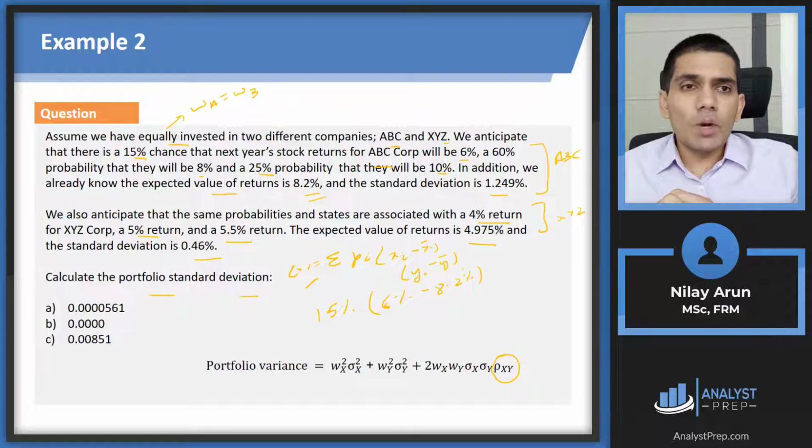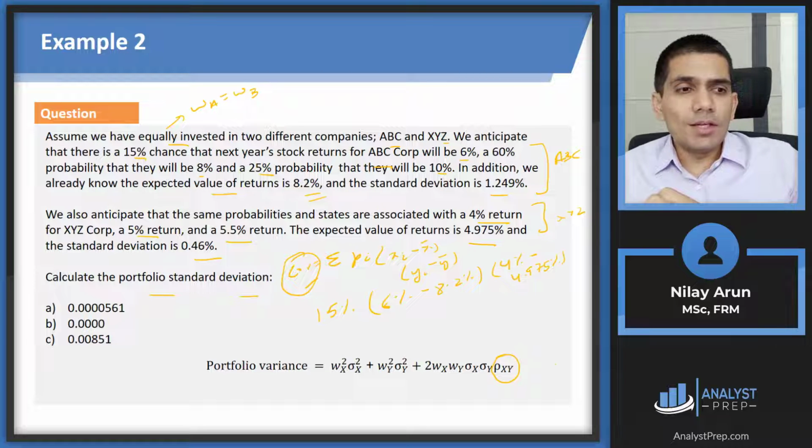Let's look at the same thing for Y. In the first case, that is 4% return for Y, for XYZ. So you have 4% minus what is the expected value of return, that is 4.975%. That is the first case. We repeat this process for the other two cases. So 15% chance, then 60 and 25. So we do the same thing for 60 and 25, and then we add all of those numbers together. That is going to give us the covariance.